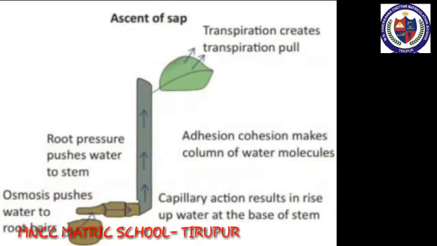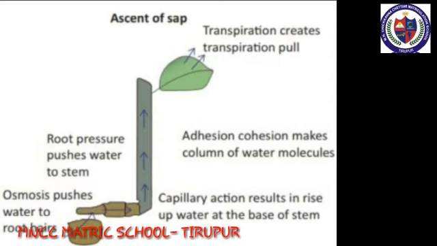Next topic, ascent of sap and its events. The upward movement of water and minerals from roots to different plant parts is called ascent of sap. It takes place in the following steps: root pressure, capillary action, adhesion and cohesion of water molecules, and transpiration pull. Root pressure: water from the soil enters the root hairs due to osmosis. Root pressure is responsible for the movement of water up to the base of the stem.